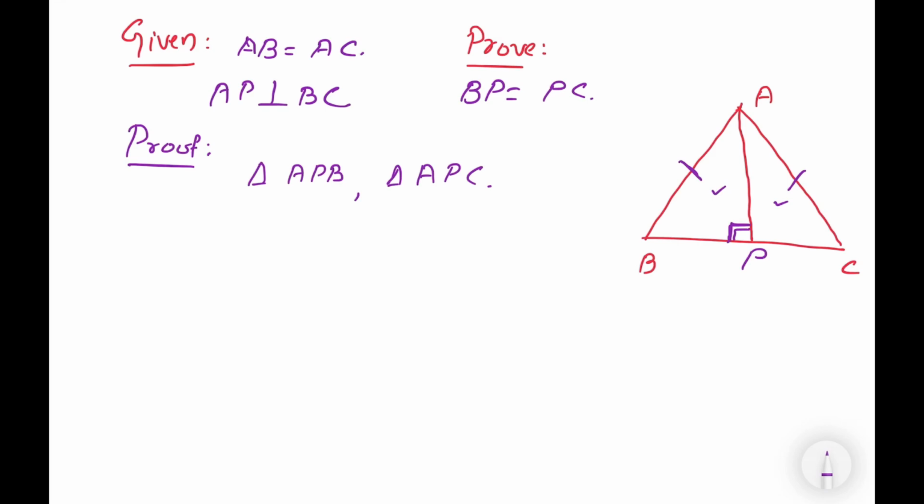So, here AB equal to AC, then you need one more side. For that we have AP, a common side for both the triangles. So, we can take AP. We will start with R. I will put this as 1 and this as 2. Angle 1 equal to angle 2 equal to 90 degrees, that is R. It is given.